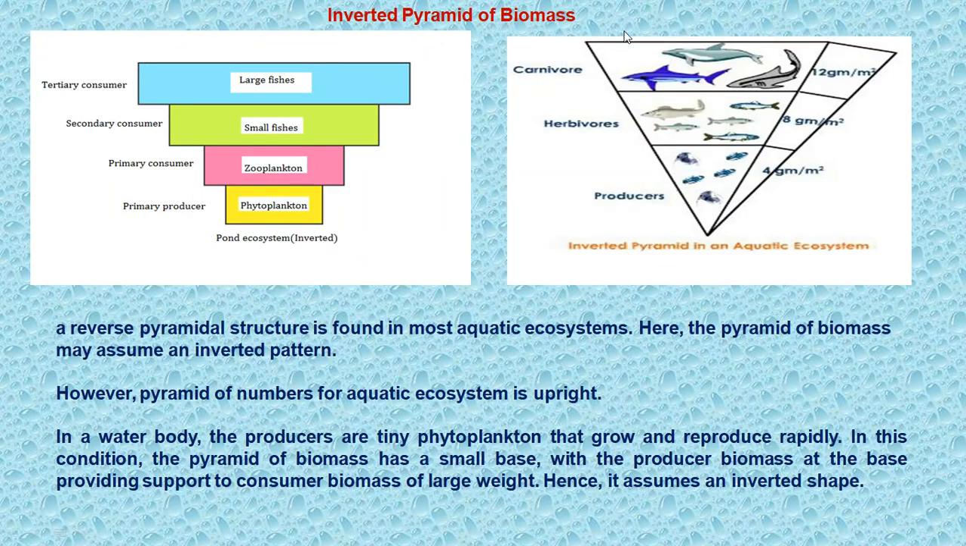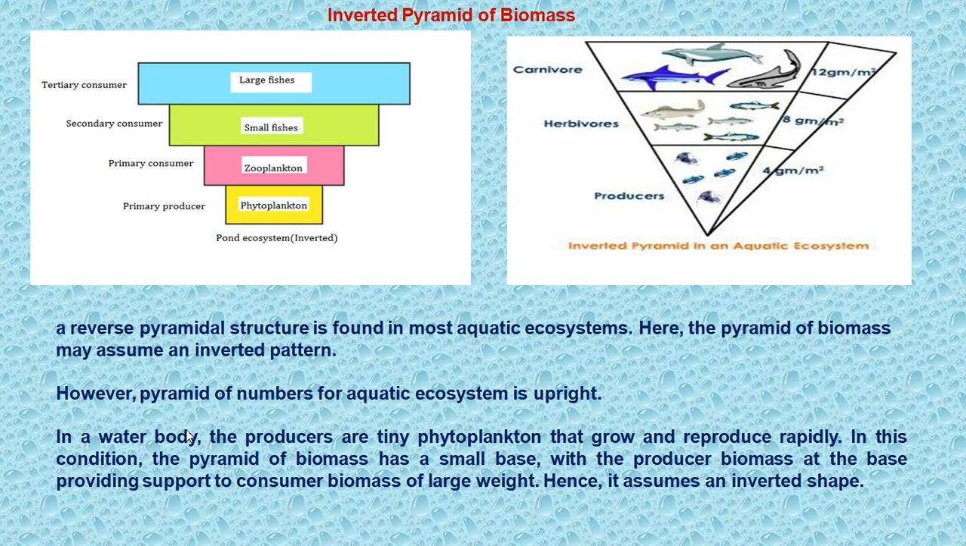Now, this is an inverted pyramid of biomass. A reverse pyramidal structure is found in most aquatic ecosystems. Here, the pyramid of biomass may assume an inverted pattern. However, the pyramid of numbers for an aquatic ecosystem is upright.